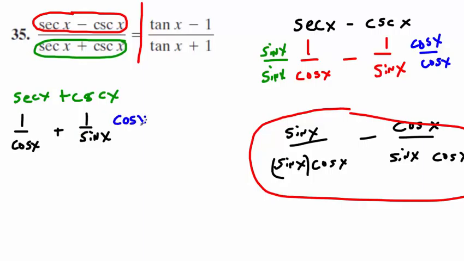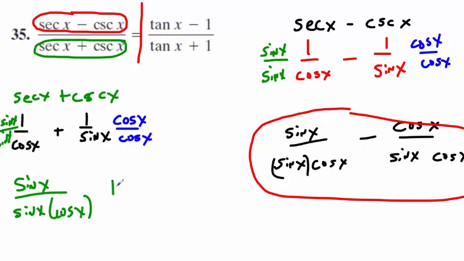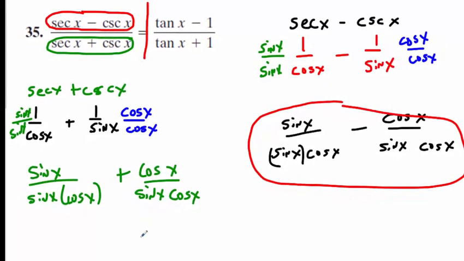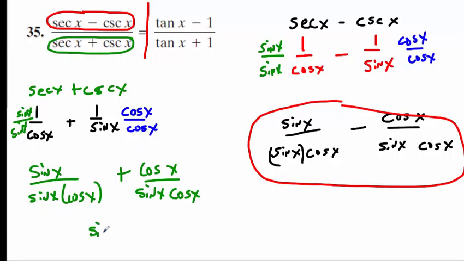So if I multiply this side by cosine of x over cosine of x, and I multiply the other side by sine of x over sine of x, I get on the top sine of x over sine of x times cosine of x. And over here I have cosine of x, and this is sine of x cosine of x. So now I have common denominators, so I can just add them together.